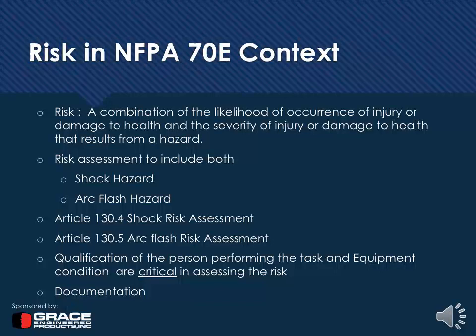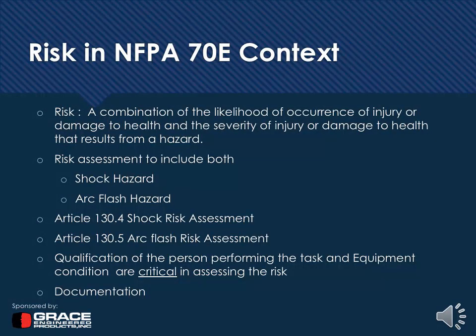Well, this slide provides the risk in terms of NFPA 70E context. So it's a basic risk definition as outlined in 70E. It's a combination of the likelihood of occurrence of injury or damage to health and the severity of the injury or damage to health that results from a hazard. This is exactly what 70E defines as risk. So for any risk, we need to estimate both the likelihood and severity.